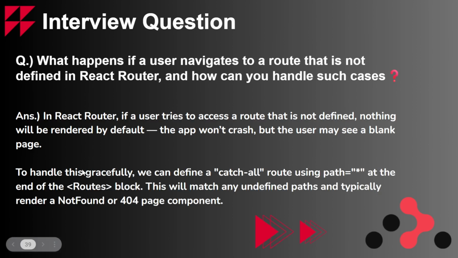To handle this case gracefully, we can define a catch-all route using path equals star at the end of a Routes block. This will match any undefined paths and typically render a not found or 404 page component. Now guys, as of now you cannot understand this answer, I know that very well. I will be creating a separate next video on this topic itself, which will be how to handle a 404 page or error page.